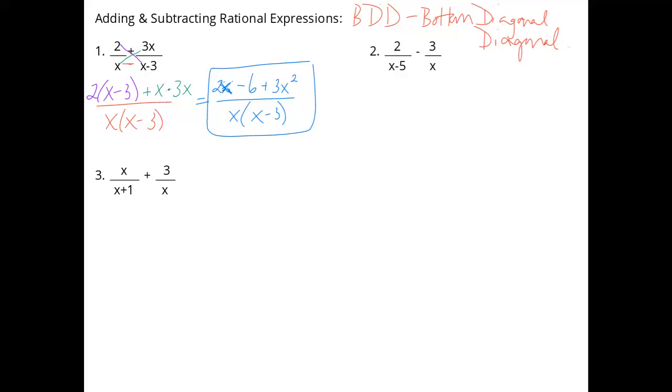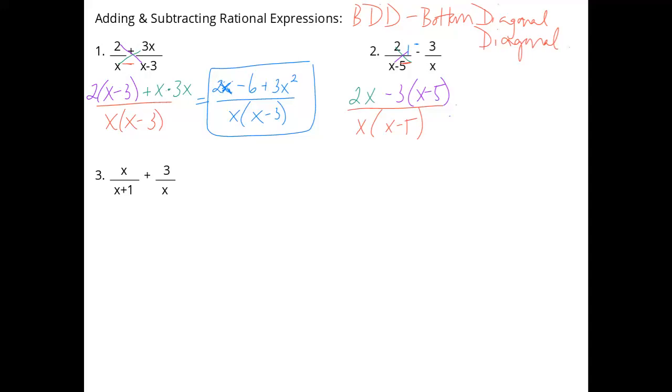Now, for example 2, there is a subtraction. So the first thing that I would strongly encourage you to do is change that to add the opposite. So make it plus, and then the 3 would get the negative. And then again, we're just going to follow that same routine. So first we'll multiply across the bottom. So our new denominator is x times x minus 5. And then we'll do the first diagonal. We get 2 times x. Second diagonal would be, I'm going to do negative 3 times x minus 5.